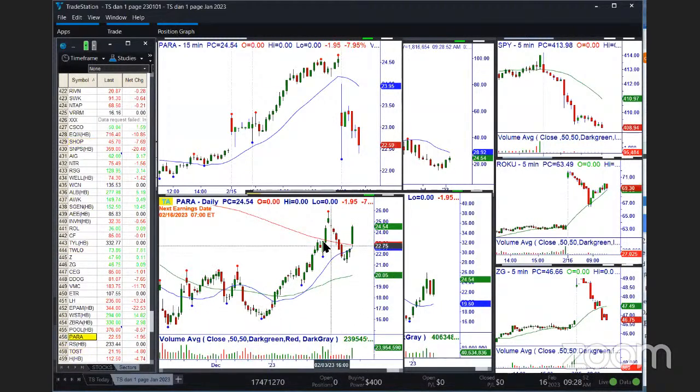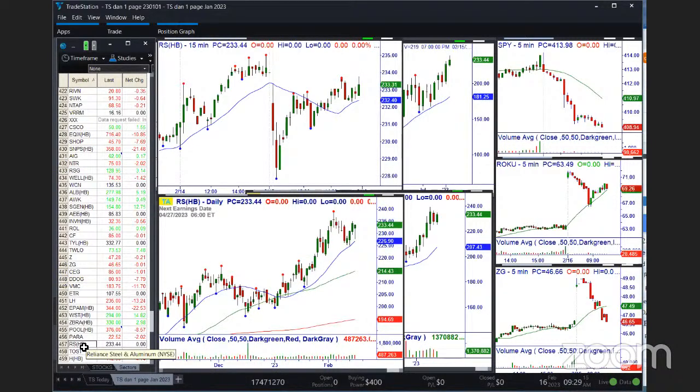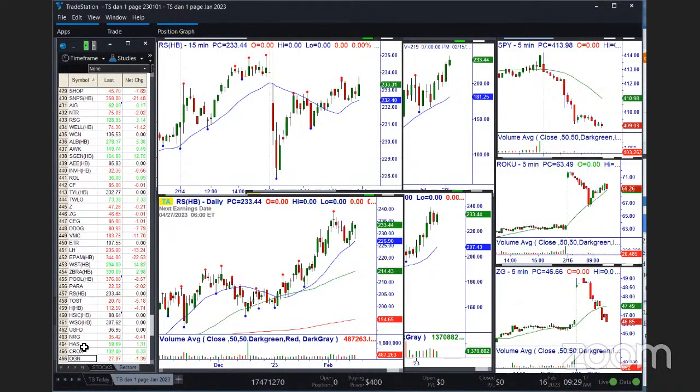Para, there's ugly gaps everywhere today. So this actually was a very nice buy setup. And we don't hold into earnings unless it's a core long, and then we sell calls against it. But that was a nice buy setup. No prints, but it's in an uptrend. Daily, weekly, monthly. We'll come back.